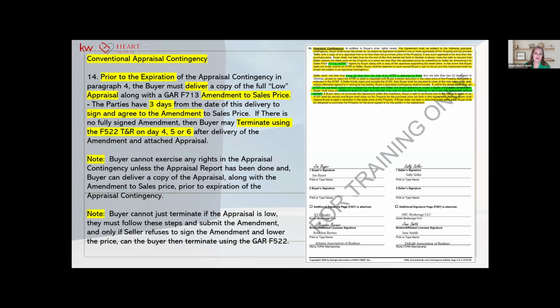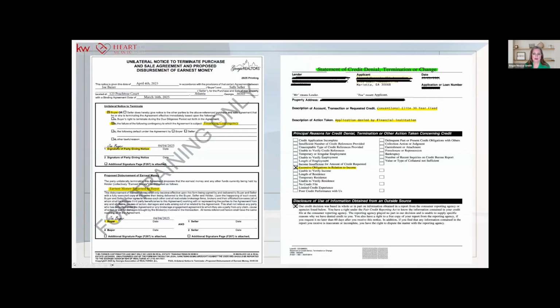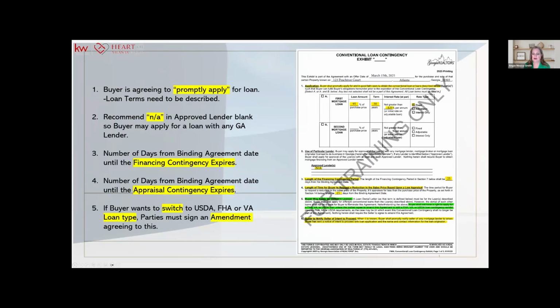So on the front of the exhibit, and just as a reminder, because it's been a minute, I'm going to slip back there and show you. Right here in paragraph 4, on the front of the exhibit, the length of time for buyer request reduction of sales price based upon low appraisal is 25 days. In the paragraph above, the length of time for the financing contingency is 25 days.